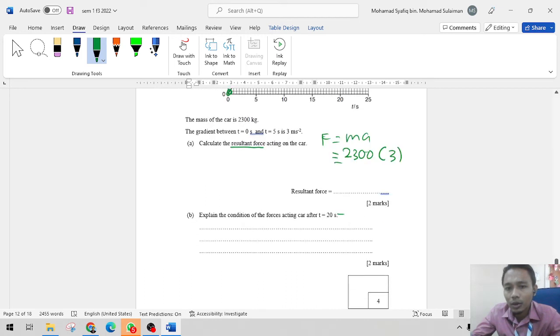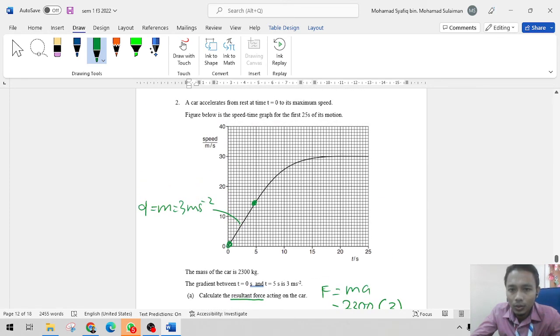Explain the condition of the force after 20 seconds. Okay, so we can see that speed is constant, so that's the first point, speed constant. When speed constant, so we have balance force, and third point means force in equilibrium.